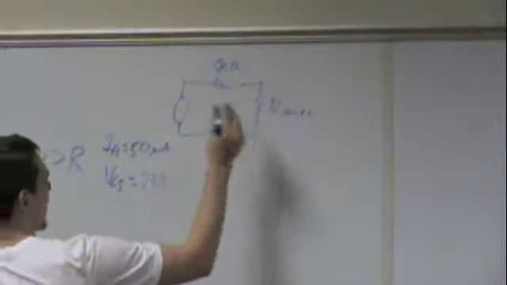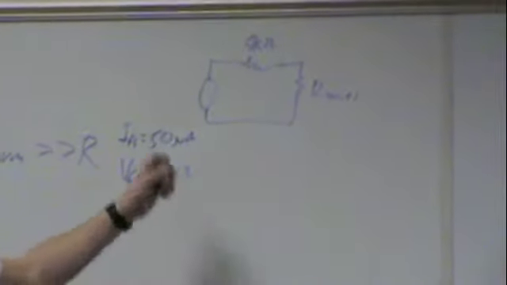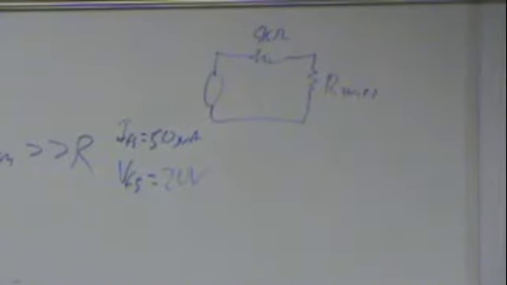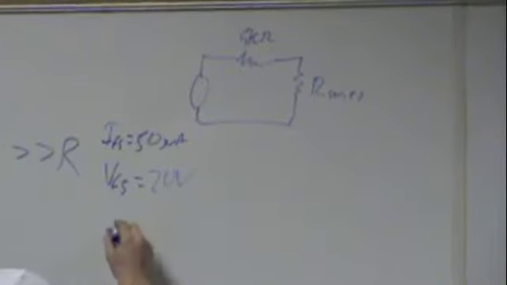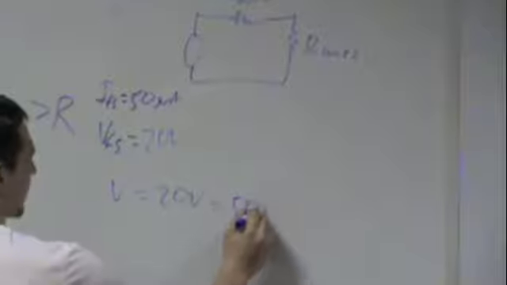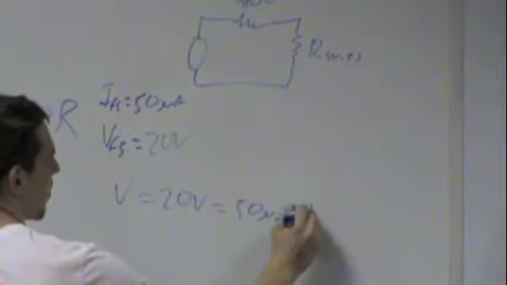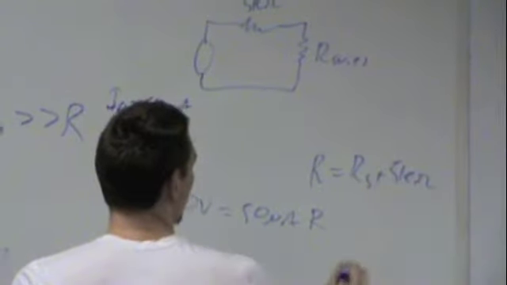that creates this scenario. So we want the voltage across both resistors to be 20 volts and the current through the whole system to be 50 microamps. So to do this problem, we go through V equals IR. V equals 20 volts equals 50 microamps times R, where R equals RS plus 5 kiloohms.